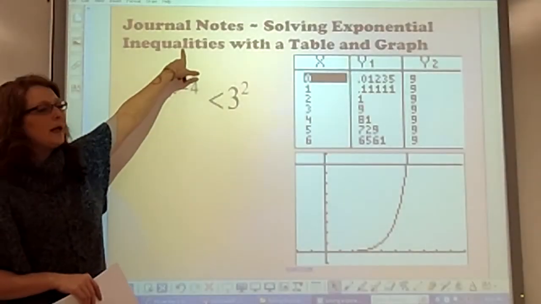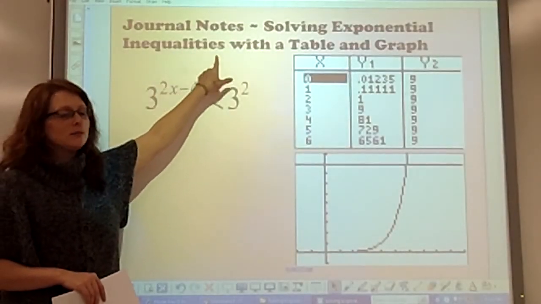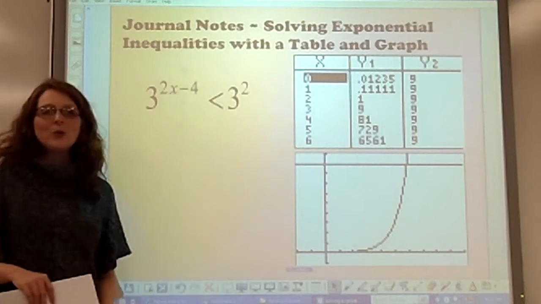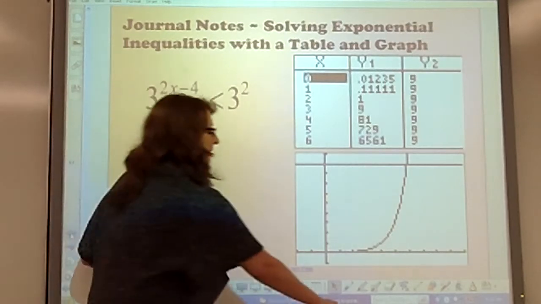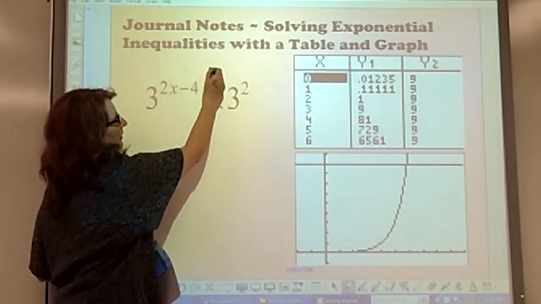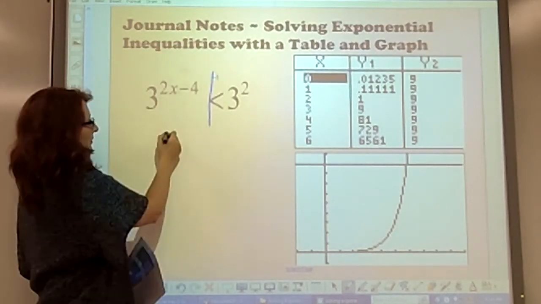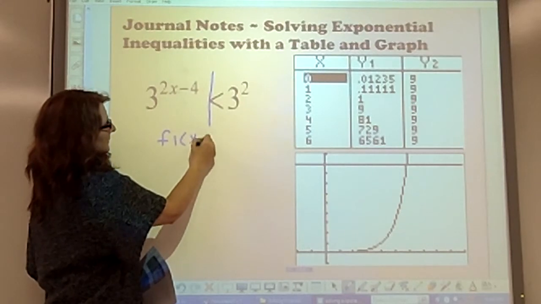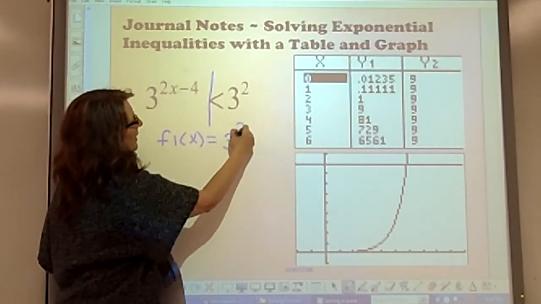We're talking now about exponential inequalities. We love these. We're going to start out the same way. I'm going to divide this not at the equal, but at the inequality. I'm going to set up my graphs.